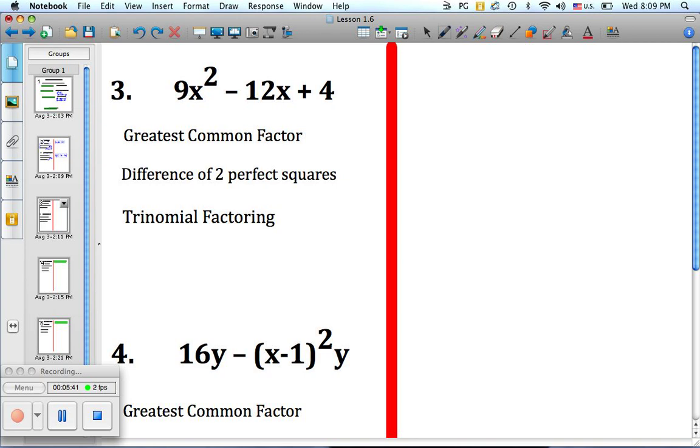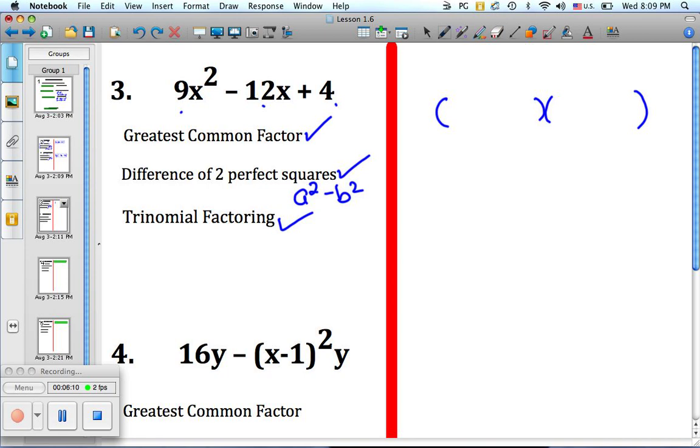All right, moving on. Greatest common factor. Is there a number that goes into 9, 12, and 4? No, there is not. Is it a difference of two perfect squares? Does it look like a squared minus b squared? No, it is not. Is it trinomial factoring? Yes, it is. So trinomial factoring means I have a binomial times a binomial.